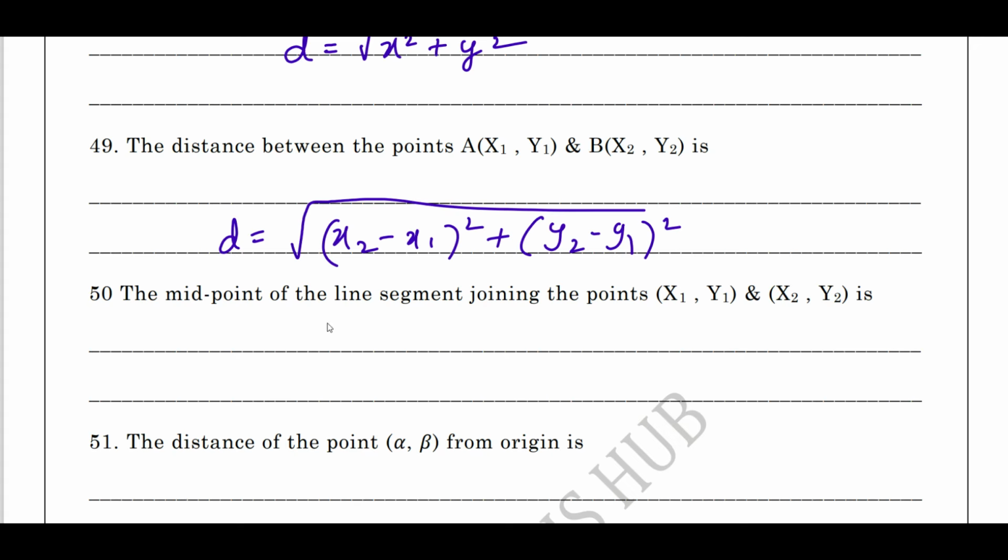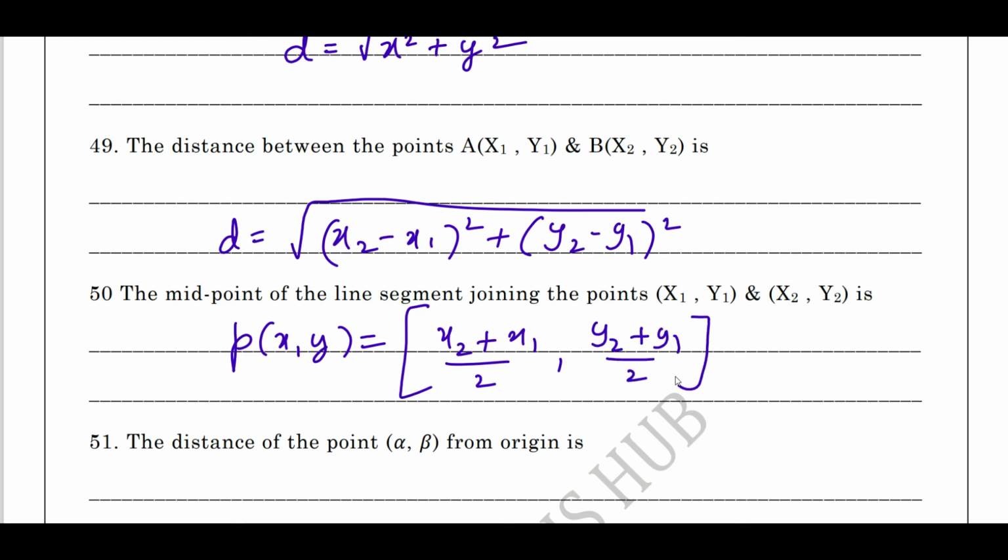The midpoint of the line joining the points is given by what? P of x comma y equals x2 plus x1 by 2 comma y2 plus y1 by 2. The distance between the 2 points is given by d equals square root of x2 minus x1 whole square plus y2 minus y1 whole square. The midpoint of the line joining the points is given by P of x comma y equals x2 plus x1 by 2 comma y2 plus y1 by 2.